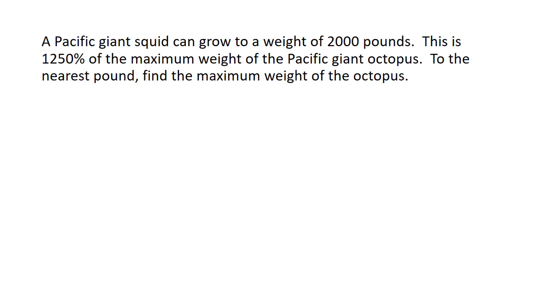A Pacific giant squid can grow to a weight of 2,000 pounds. This is 1,250% of the maximum weight of a Pacific giant octopus. To the nearest pound, find the maximum weight of the octopus. So we're going to put our percentage on top here, just the way it's given to us. We're going to put our 2,000 pounds on top because that's the way this chapter is set up. So if we were going the other way, we would have a smaller percentage.